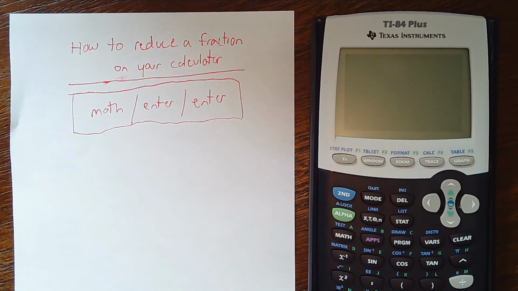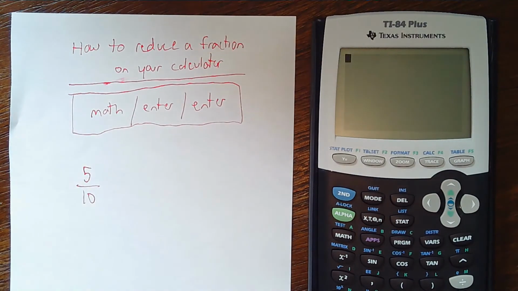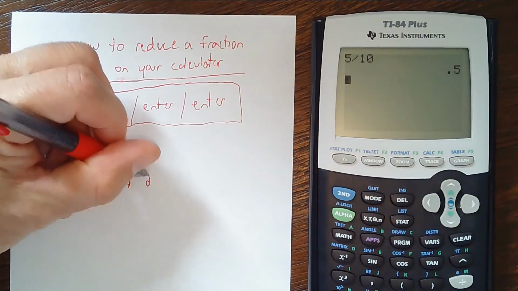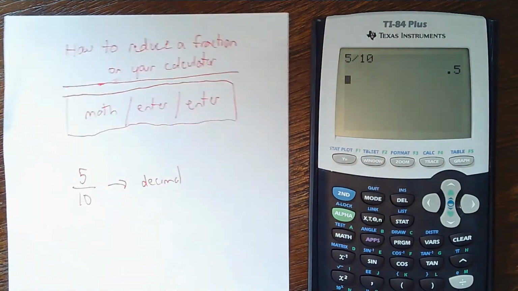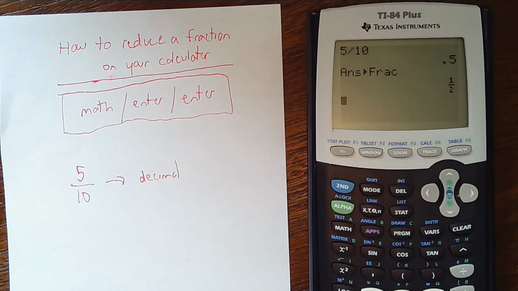Let's do an example. Well, I'm just going to do 5 over 10, right? Just enter that on the calculator. So 5 divided by 10, and you got to enter it. So you got to end up with a decimal, right? So let it go to a decimal. And then I'm just going to do math, enter, enter, and there it is, 1/2. So you can reduce any fraction on your calculator by getting it into decimal form, and then your math, enter, enter is your magic formula there.